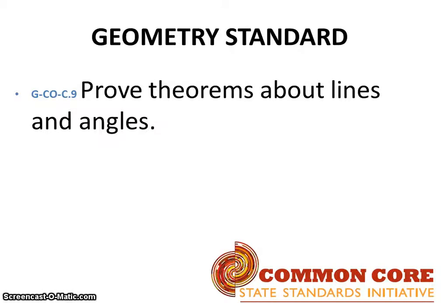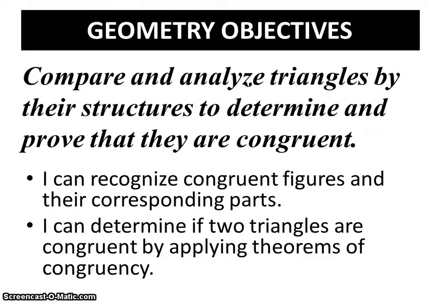They are to prove theorems about lines and angles, which is under the standard of congruency, and our objectives are to compare and analyze triangles by their structures to determine and prove that they are congruent. By the end of this lesson, you should be able to recognize congruent figures and their corresponding parts and determine if two triangles are congruent by applying some theorems of congruency. If all that seems confusing at this point, hopefully it won't be when we finish.